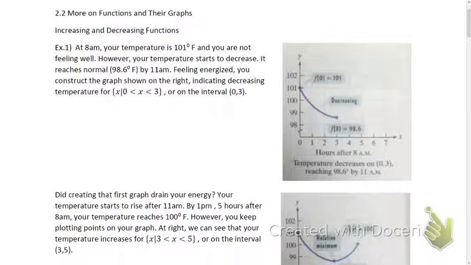These are the notes for part 1 of 2.2. We started this on Monday, October 25th.